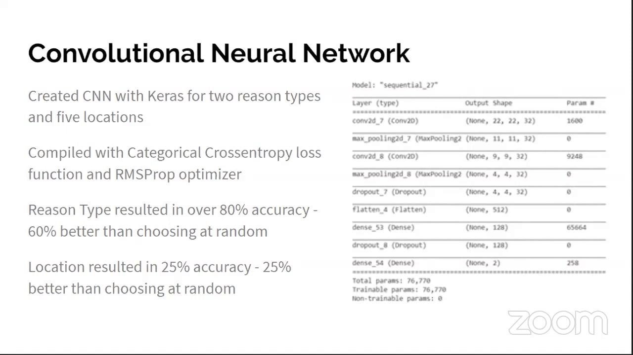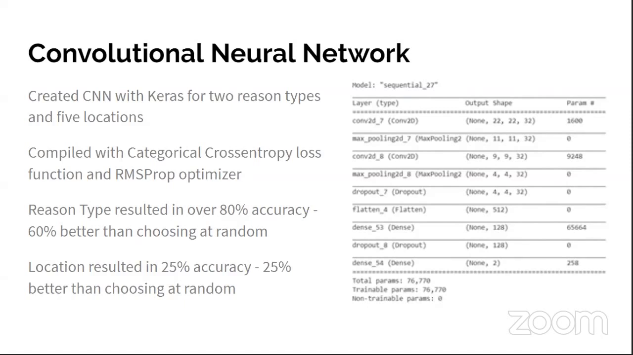We felt that the images were clear enough to see a car versus a needle. For the location type, we felt like we needed more dimensions and clearer pictures for the model to give us good results. So for both models, we took 80% to be our training set and 20% to be our testing set. For the reason type model with the two classes, we got an 80% accuracy, which is 60% better than choosing at random and better than both the artificial neural network and the regression. For the location data, where we had 5 classes, we resulted in only a 25% accuracy, which is still 25% better than choosing at random.